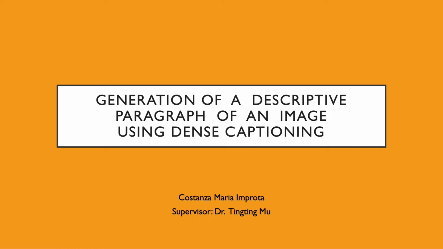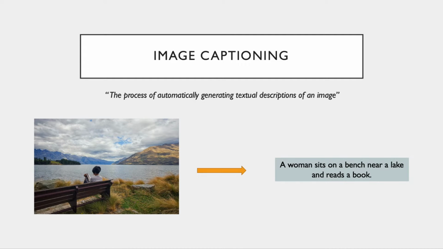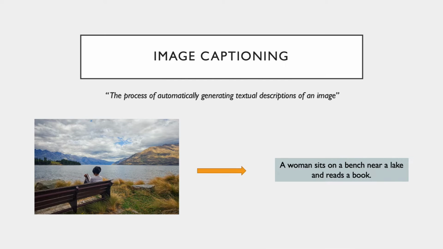The aim of this project is to generate a concise and coherent descriptive paragraph of an image with the aid of a descaptioning approach. Image captioning can be defined as the process of automatically generating textual descriptions of an image. It consists of interpreting the features of an image, or its pixel information, and translating them into natural language.